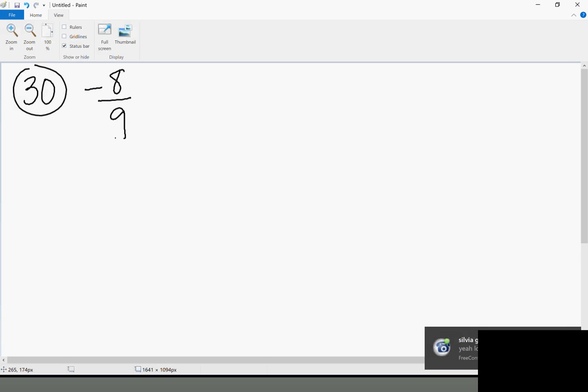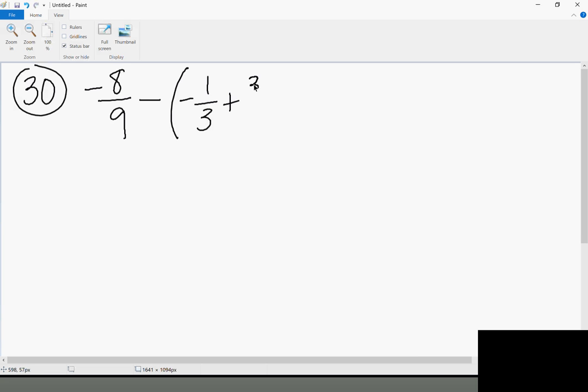So number 30: negative 8 over 9 minus parentheses negative 1/3 plus 3 over 4. Okay, let me try to write neat here.